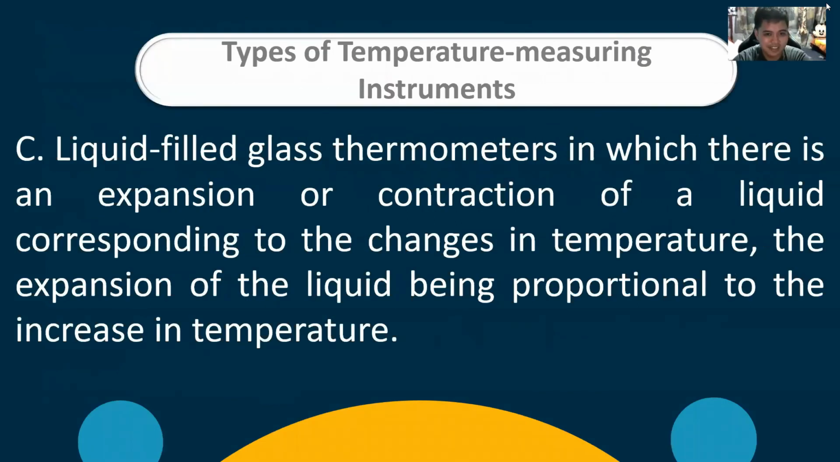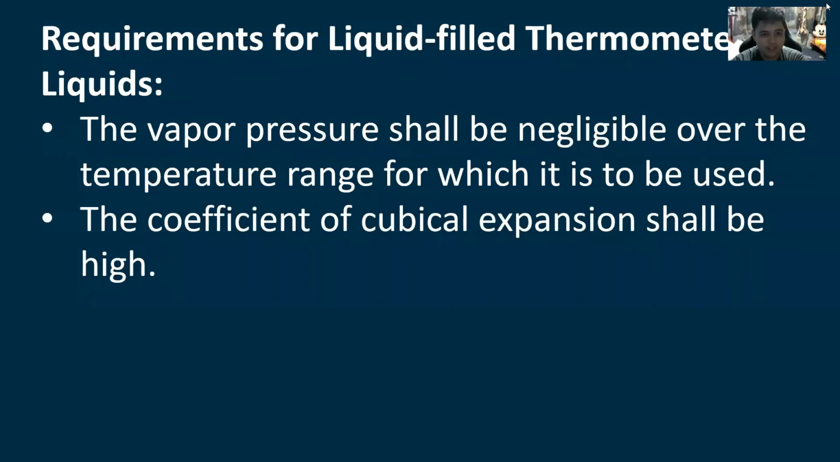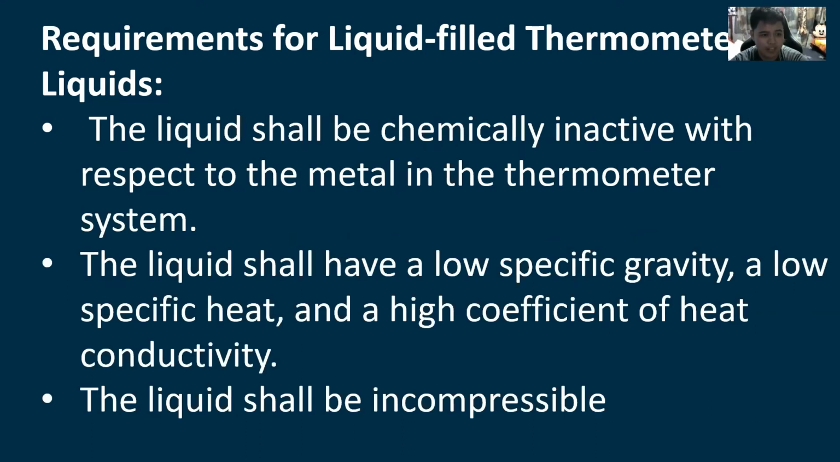Okay, next. So types of temperature measuring instruments. So ito na yung mga liquid filled glass thermometers in which there is an expansion or contraction of a liquid corresponding to the changes in the temperature, the expansion of the liquid being proportional to the increase in temperature. Okay, next one. So may mga requirements din to. First one is the vapor pressure shall be negligible or hindi na i-consider over the temperature range for which it is to be used. The coefficient of cubical expansion shall be high. So mataas dapat.